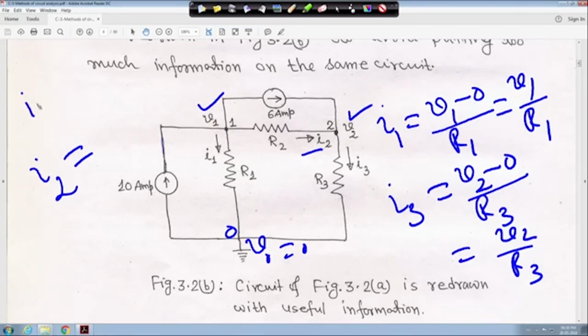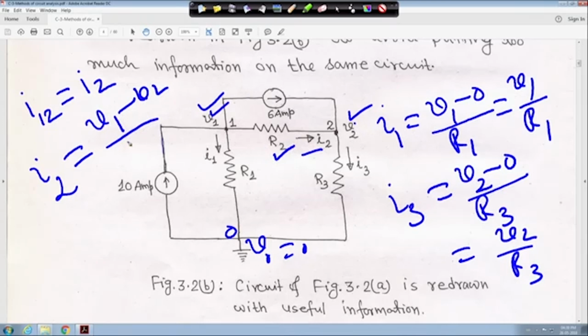That means, if you write like this, I12 is equal to I2, that means I12 means current flowing from node 1 to node 2. So, it will be your V1 minus V2. This is V1, this is V2. V1 minus V2, resistance is R2, so V1 minus V2 by R2, right. This way, all the KCL equations I have written, I replace the I's by all the V's.